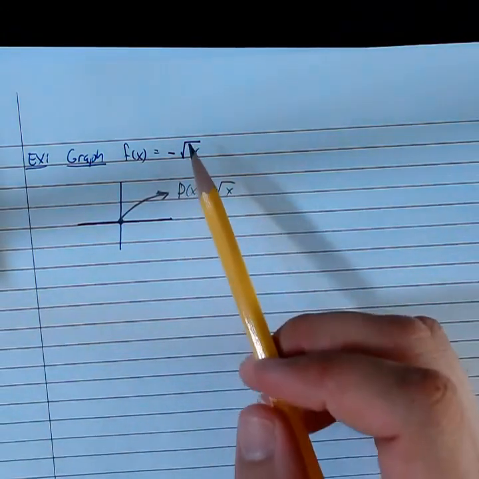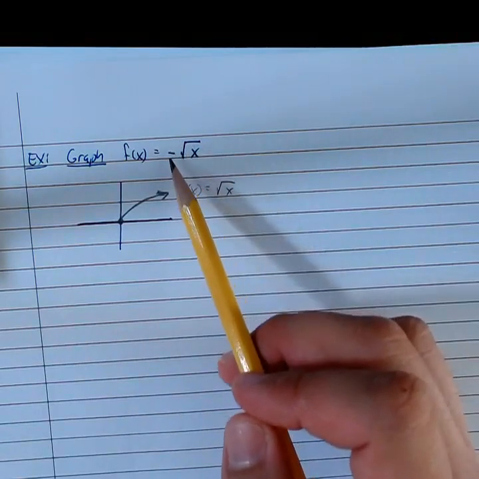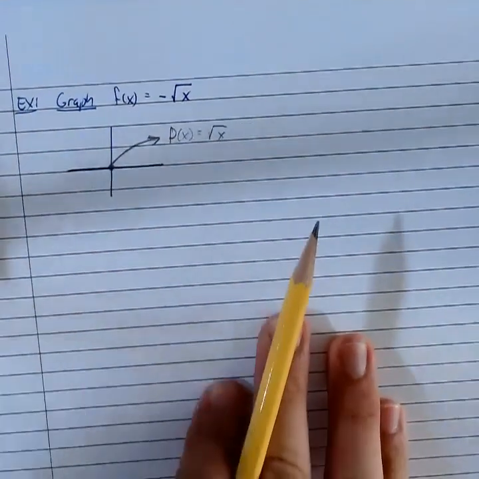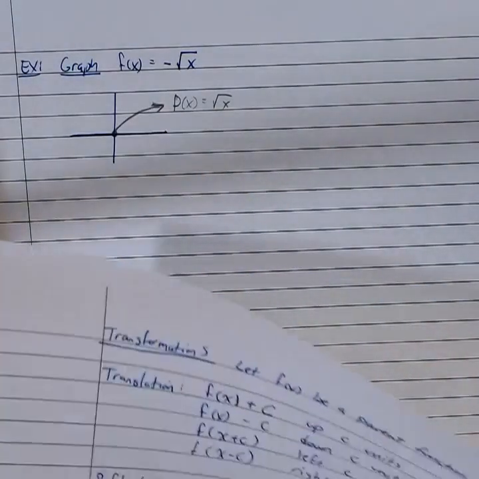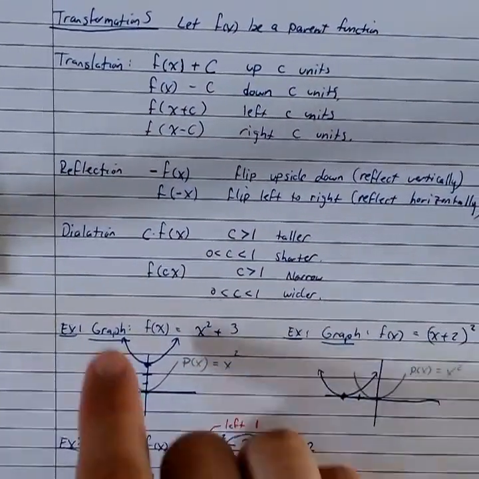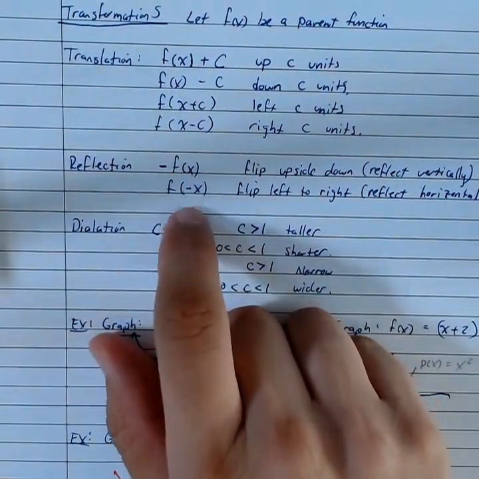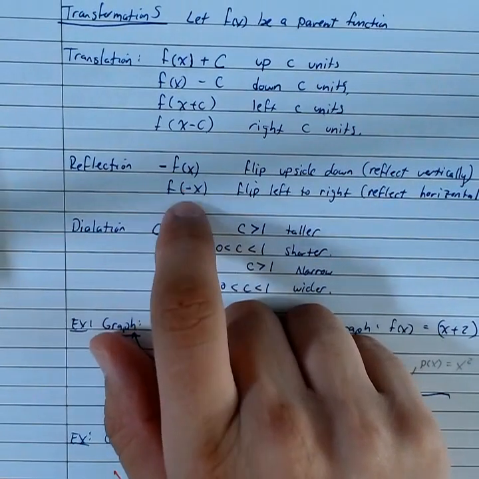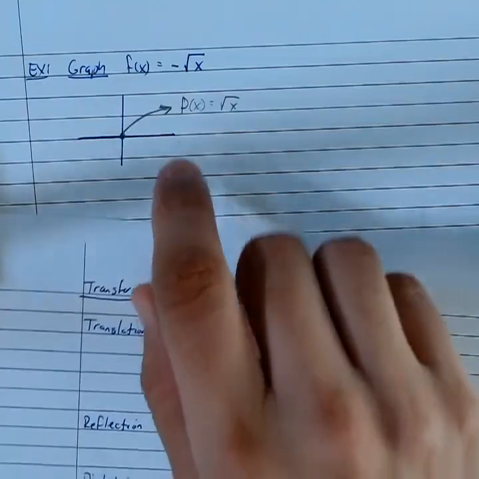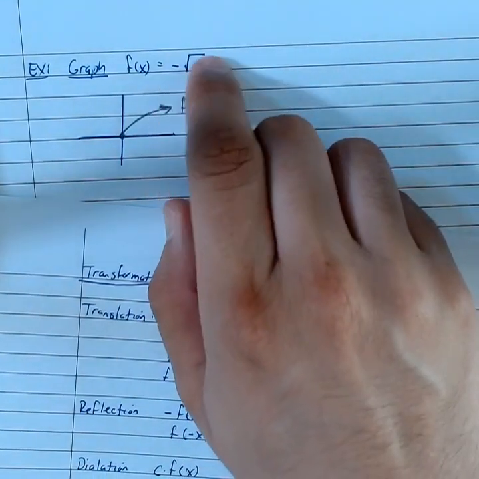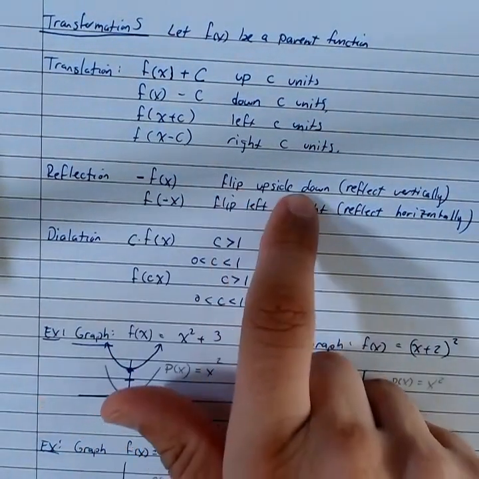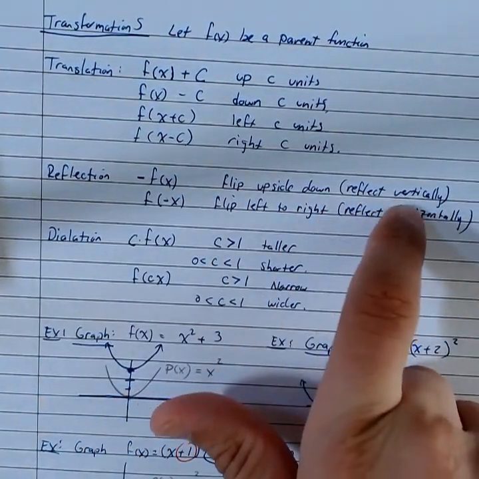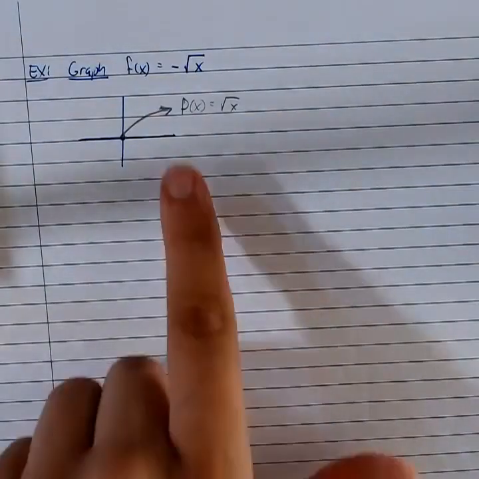Okay. Now notice that we have only one transformation to worry about here. There's a negative. Whenever you have a negative, that's going to cause a reflection. And depending on where that negative is, we're going to have a different kind of reflection. The negative is on the outside versus on the inside. If it's on the entire function versus on just the argument. Well, here it's on the whole thing. Right? It's outside the square root. Okay, so if you have a negative on the outside, that's going to flip everything upside down. It's going to reflect vertically. Okay, so that's what we have here.